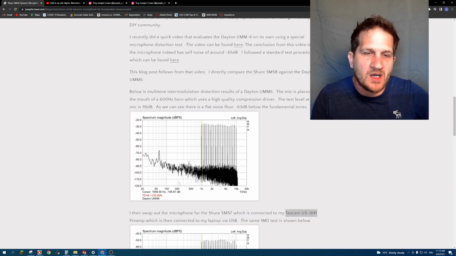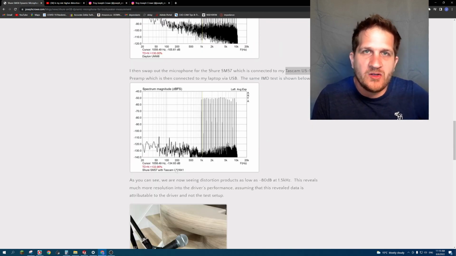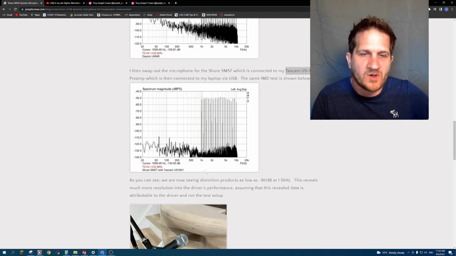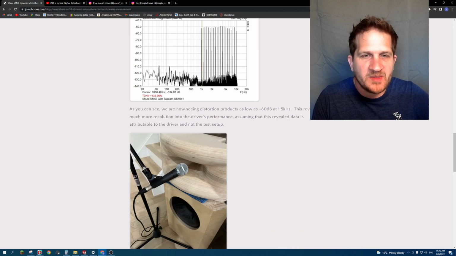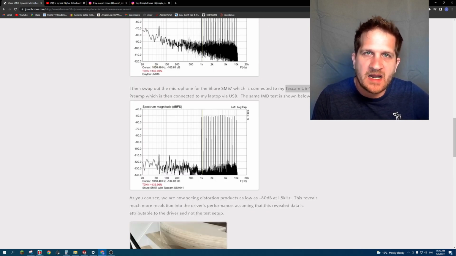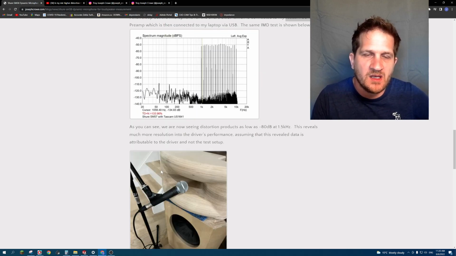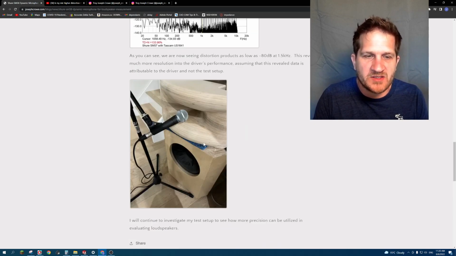Okay, so you may see this mic used in future tests, but just know that this is just me having some fun. If you want to replicate this as a DIY enthusiast, it allows you to do this in an affordable way. Obviously, this is not laboratory grade equipment, so we're just trying to get our test setup to be able to see the actual distortion of the loudspeakers that we're trying to measure.